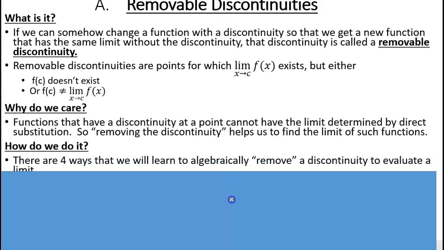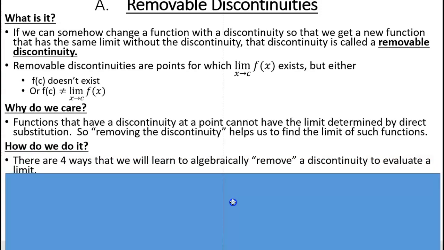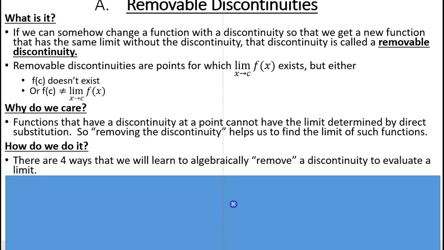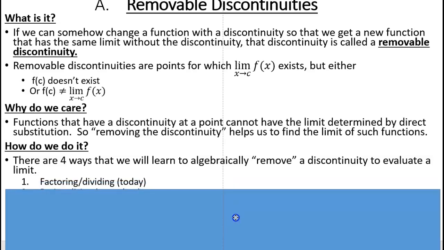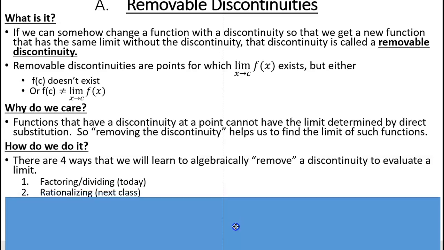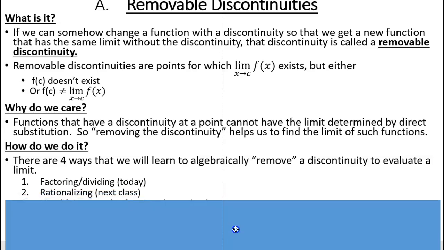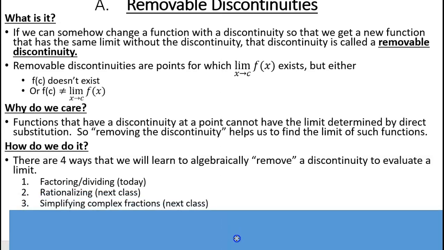Well, hopefully you know one of those ways is factoring, but there's actually 4 ways, and we're going to look at all 4 of them. Not today, but we'll look at one of them today and the other ones later. So one way is by factoring and dividing. That's the one we're talking about today. The next one is rationalizing, and another one after that is simplifying complex fractions. Both of those will be next class.